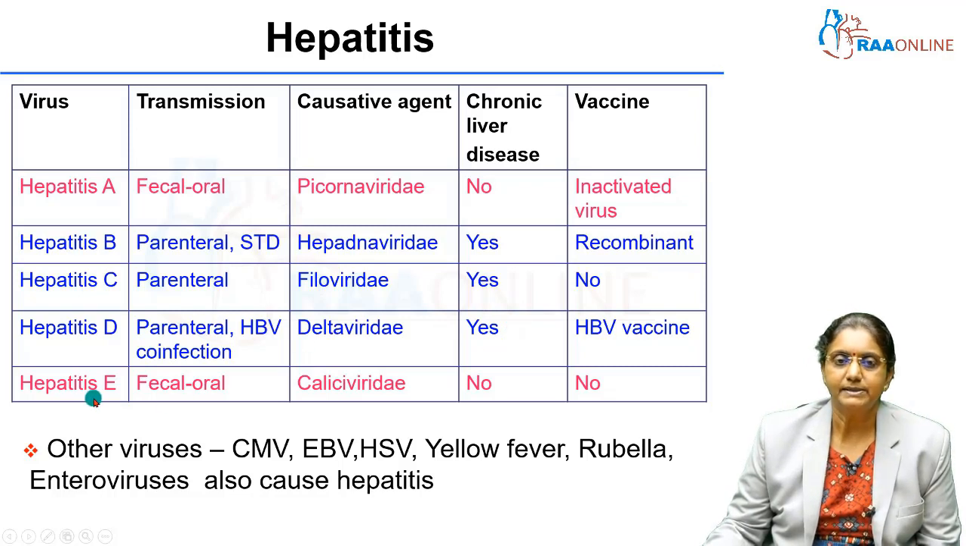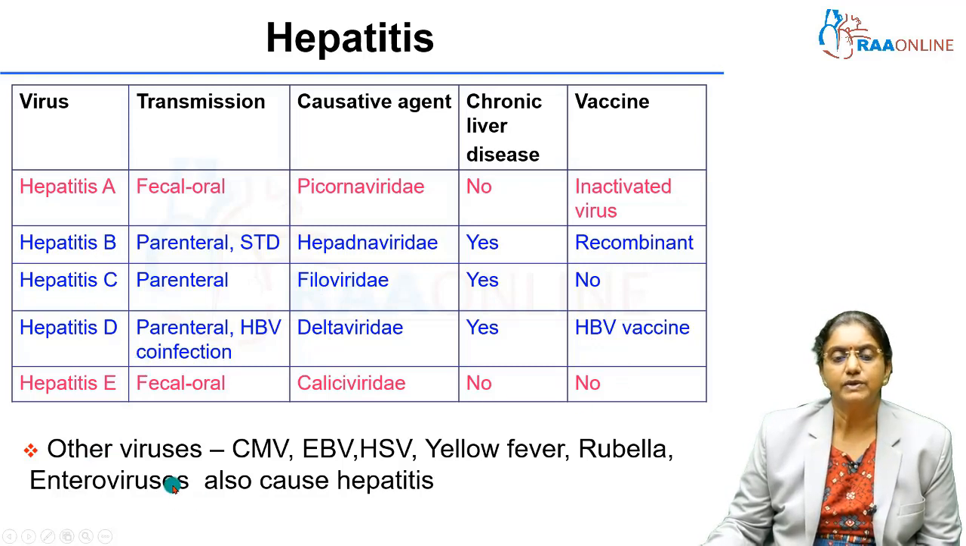Then coming to hepatitis E virus, just like A, it is also fecal-orally transmitted, but it belongs to another family, calicivirus. It does not cause any chronic liver disease, and for this no vaccine is available. After this, all these viruses were discovered. There's one more virus which was discovered known as hepatitis G virus that is also transmitted by the parenteral route. It is also an RNA virus and it is very similar to B, C and D in the route of transmission.